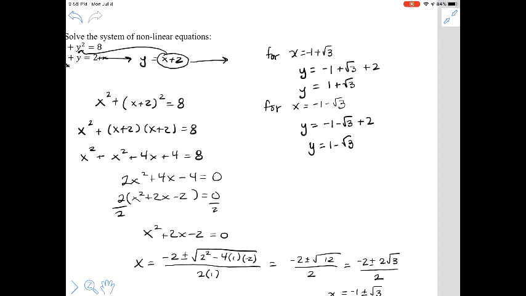So we have two solutions here. Here we have an x and a y coordinate pair, and here we have an x and a y coordinate pair. So the two coordinate pairs are -1 plus the square root of 3, comma 1 plus the square root of 3. That's from this coordinate pair. And then the other one from this coordinate pair is -1 minus the square root of 3 and 1 minus the square root of 3.